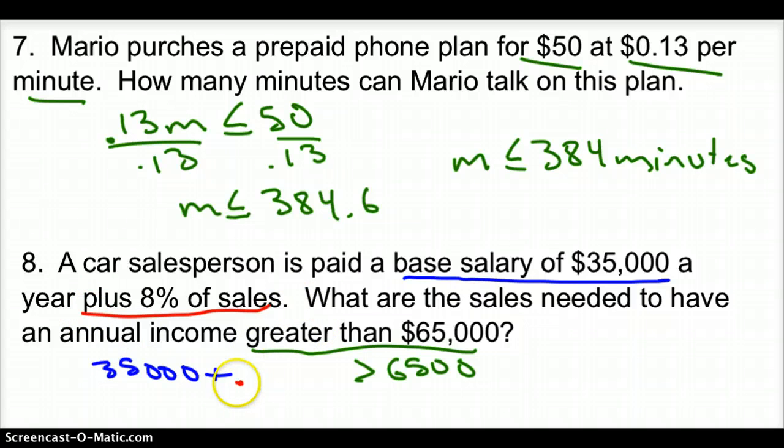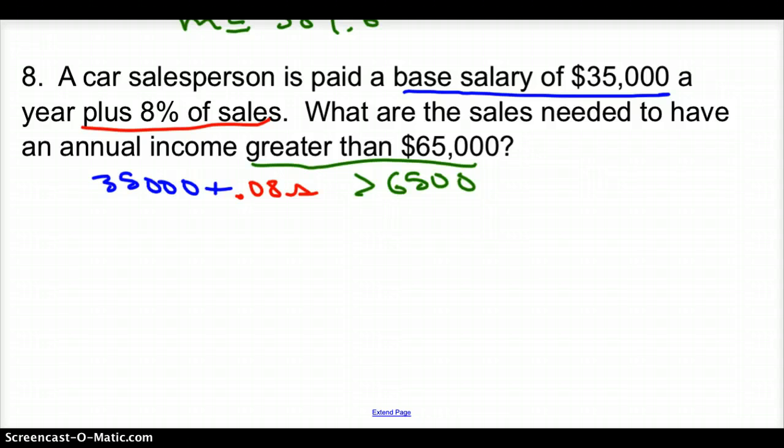So I'm going to say 0.08 of sales. Do we know what sales are? No, we do not. So I'm just going to write a cursive s for my variable. Now we just have to solve for s. So I subtract 35,000 from both sides.